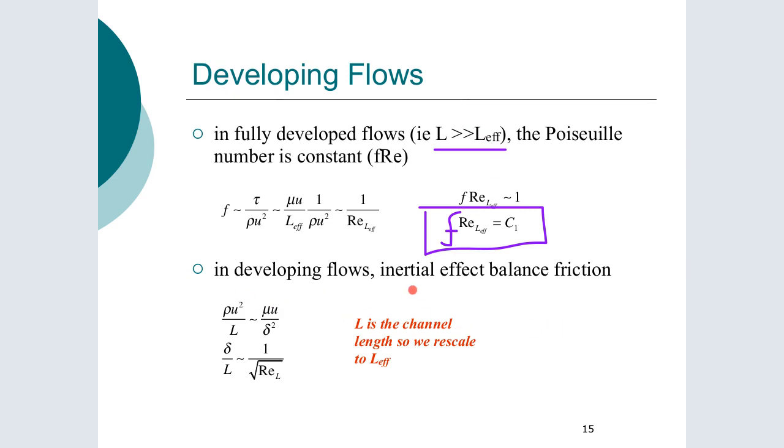In developing flows, the force balance that is taking place is inertial with friction. So we no longer have the pressure being the dominant force as we have in fully developed flows, where we have pressure versus shear or friction. Here we've got inertial versus friction. And we do our scale analysis, and we've done this in a tutorial sheet, so you'll be familiar with this already. We end up with this result for the slenderness or aspect ratio of the boundary layer.